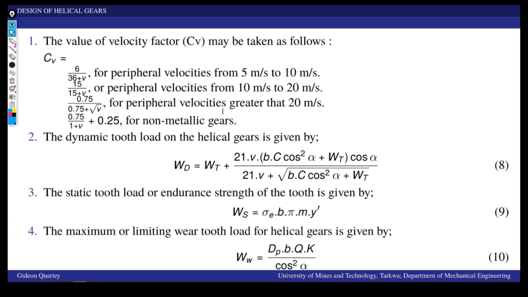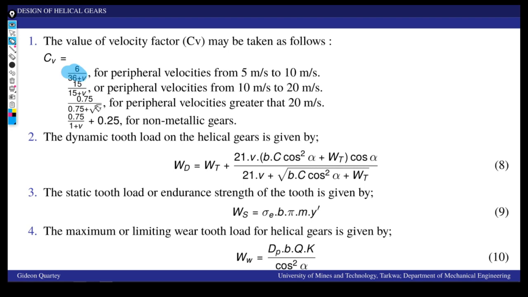The values for the velocity factor may be taken as we have here. So depending on the peripheral velocity or the pitch line velocity, we can have the equation for the velocity factor. For velocities from 5 meters per second to 10 meters per second, we use this equation here. Right, so we use this expression for the velocity factor.